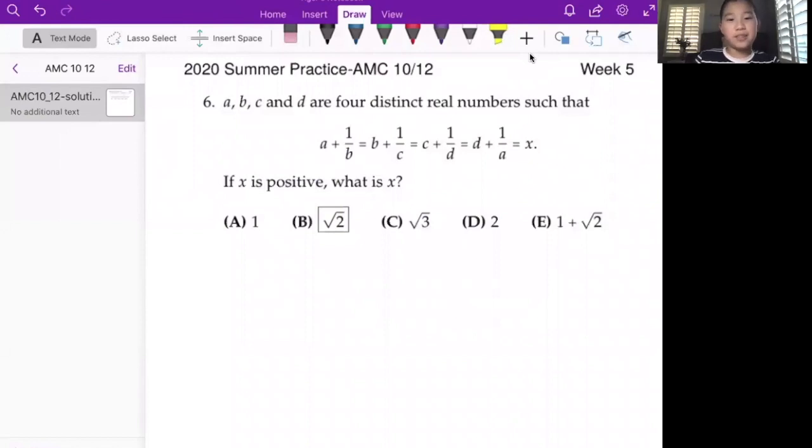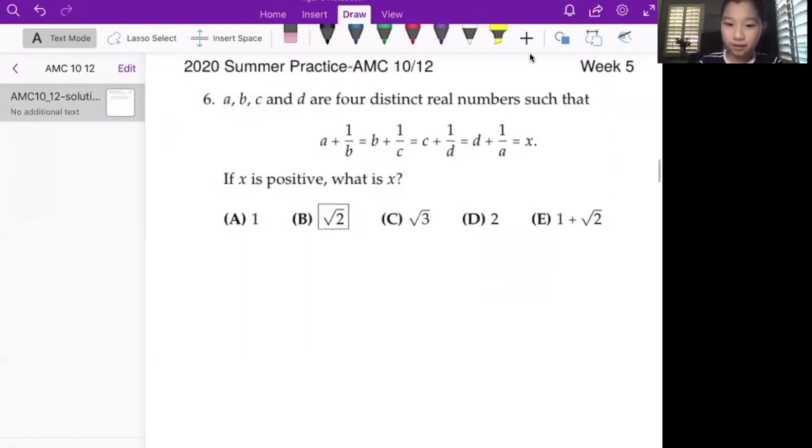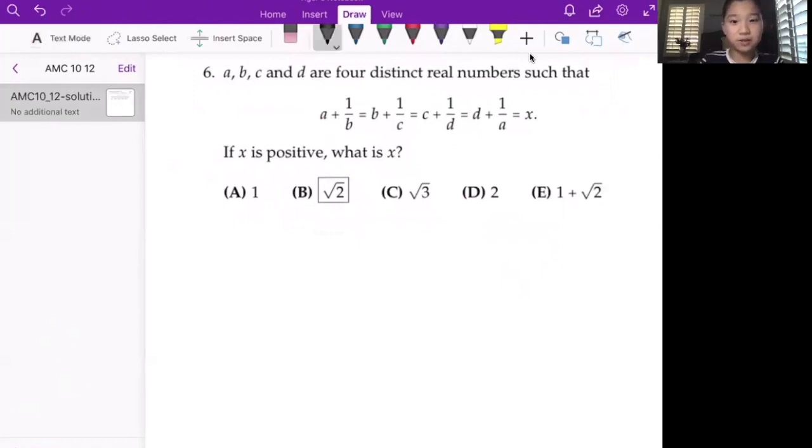Okay, so in these types of problems, what you should do is isolate some variables first and then plug them into some other equations and possibly exploit symmetry since this is symmetric. So let's start with isolating A. In the first equation, A plus 1 over B is equal to X. So A equals X minus 1 over B.